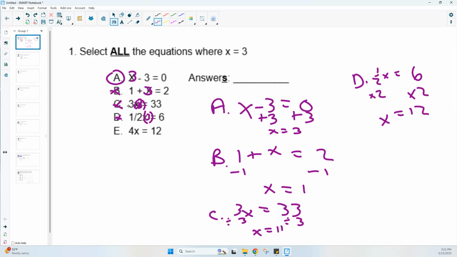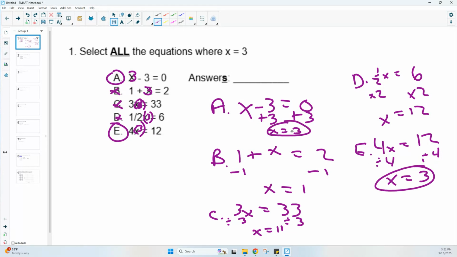All right, let's keep going. 4 times x equals 12. Let's plug in a 3. Does 4 times 3 equal 12? Yes, it does. And we can prove this by, if I undid the multiplication with division by dividing both sides by 4, 12 divided by 4 would in fact equal 3. So the two equations where x equals 3 would have been A and E, because when I solve for x, you get a value of 3.